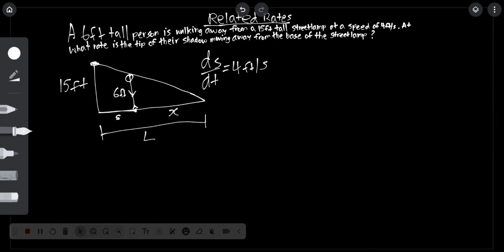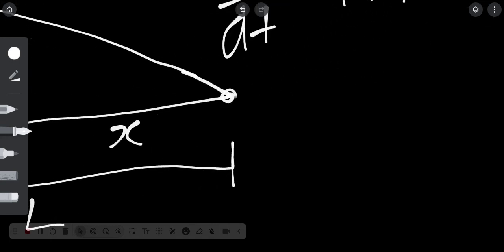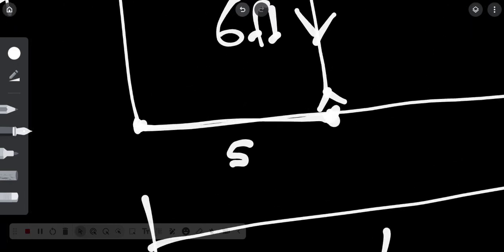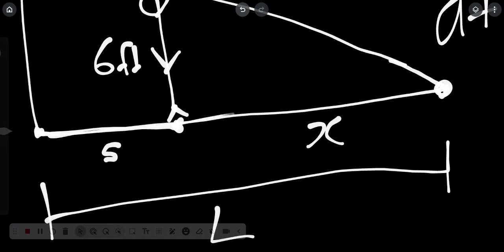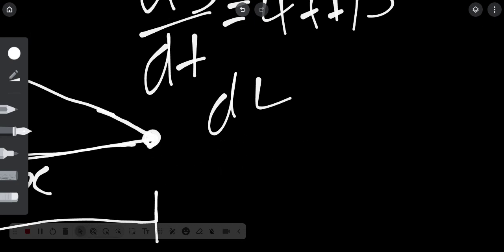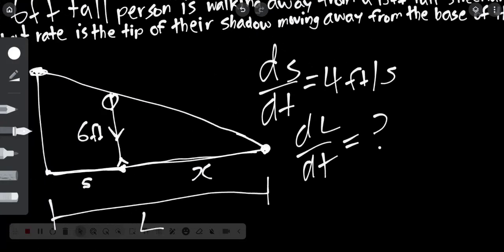So if ds/dt is 4 feet per second, what are we trying to find exactly? Because it says at what rate is the tip of the shadow moving away from the base. This is the tip of the shadow, and away from the base of the street lamp, well, the street lamp's right here. So what connects this to this line right here? And what is that? L. So we're trying to find dL/dt.